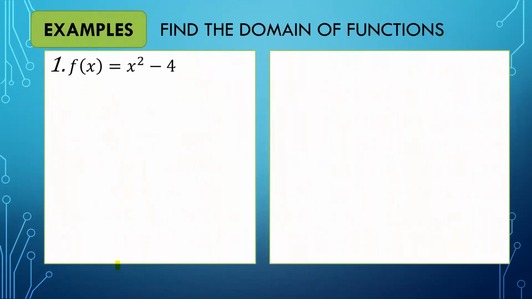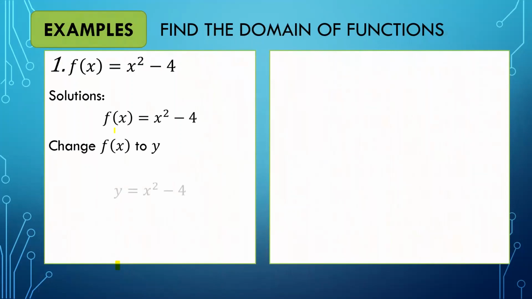So we have number 1, f of x is equal to x squared minus 4. Solution: first, we have f of x equals x squared minus 4. Change f of x to y. So we will write y equals x squared minus 4. We just change f of x to y, then copy the original expression.